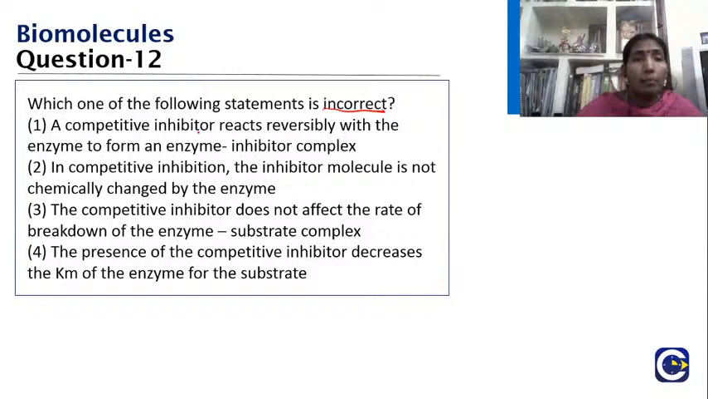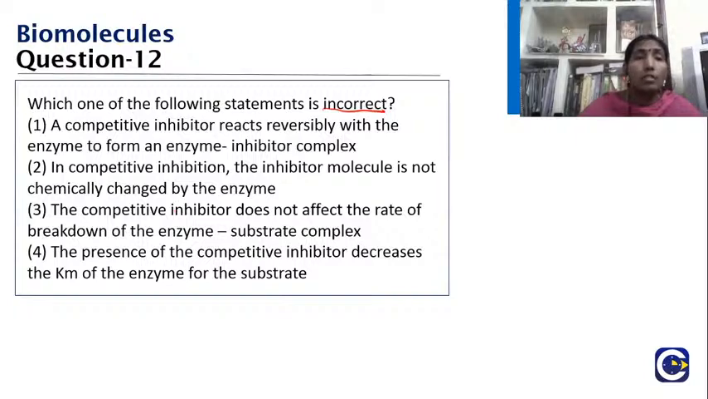A competitive inhibitor reacts reversibly with enzyme to form an enzyme inhibitor complex. In competitive inhibition, the inhibitor molecule is not chemically changed by the enzyme. The competitive inhibitor does not affect the rate of breakdown of the enzyme substrate complex. The presence of competitive inhibitor decreases the Km, that is the Michaelis constant value, of the enzyme for the substrate.